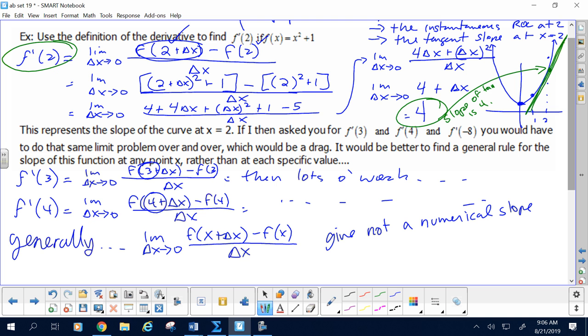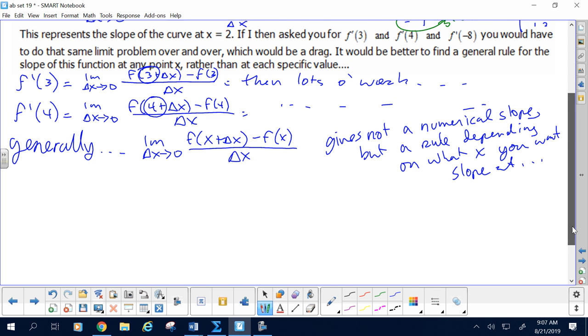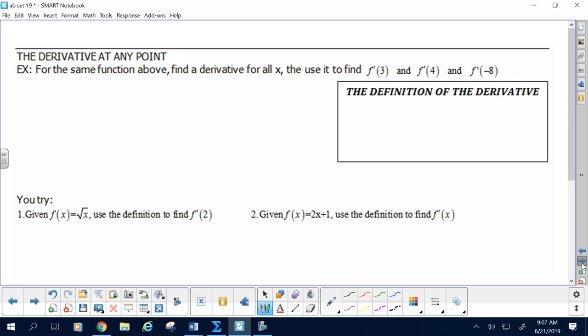Instead, it'll be a rule for the slope based on whatever x you put in. Okay, so if you put in an x of 2, then boom, I put it into my rule and I could find a numerical slope. So this gives not a numerical slope, but a rule depending on what x you want the slope at. All right, so where?